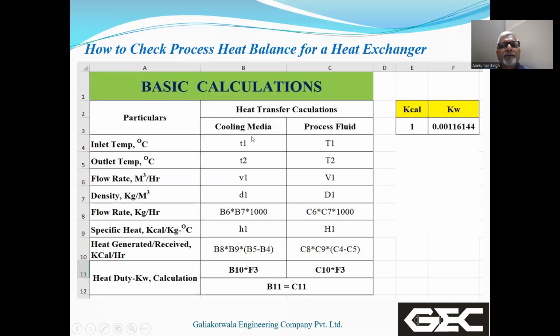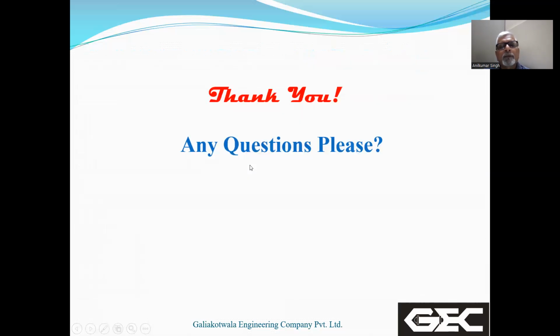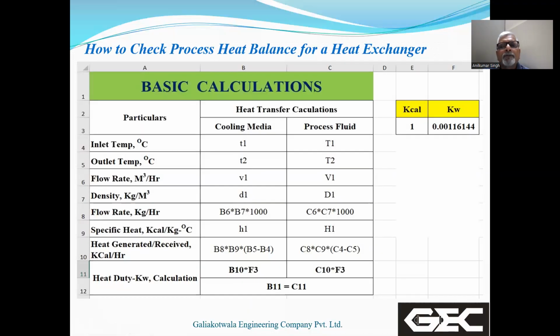Now, T1, T2 are inlet and outlet temperatures of cooling media, which comes into the heat exchanger at lower temperature and leaves the heat exchanger at high temperature. Process fluid enters the heat exchanger at high temperature and leaves it at lower temperature. Then the volumetric flow rate of the two fluids, and density.